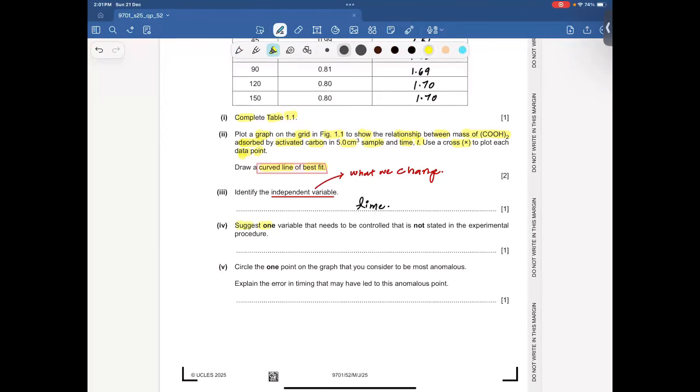Next is suggest one variable that needs to be controlled. Temperature. I've told you initially.